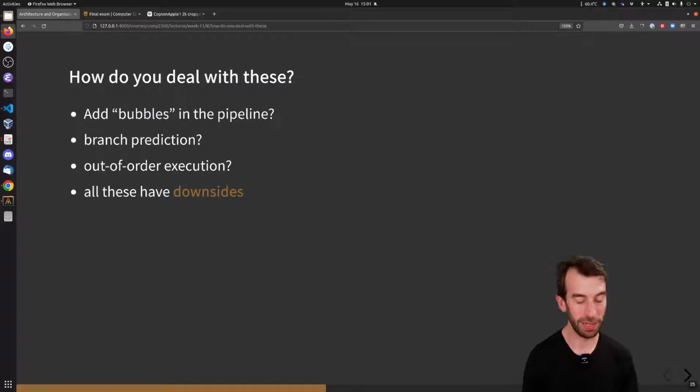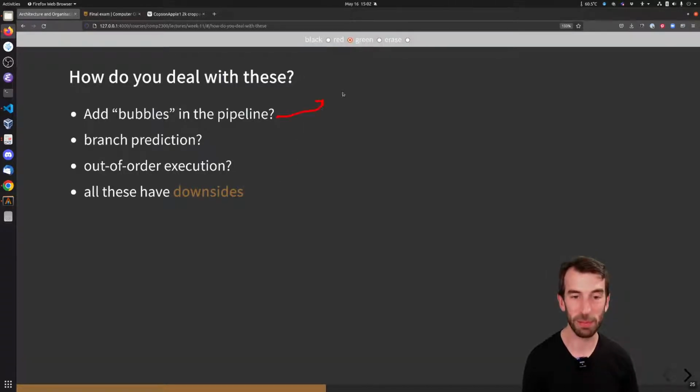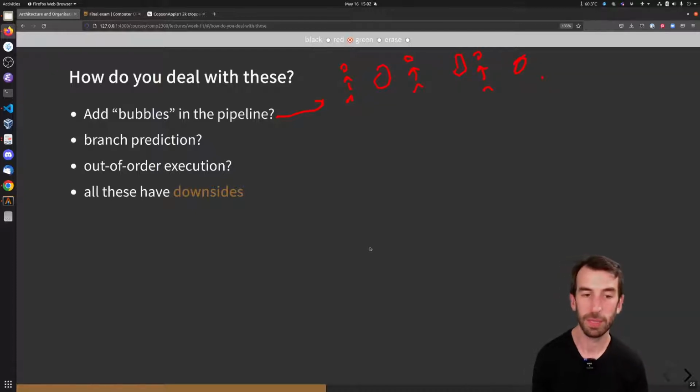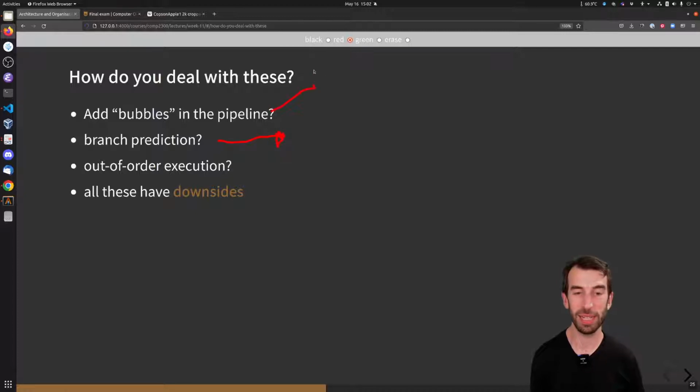How do you deal with these? A few options. This one is like leaving little spaces between the people on the escalator. So you have a person, and then a bubble, and then a person, and then a bubble, and then a person, and then a bubble. I suppose the bubble idea could help with data, right? Because you might have some instructions that rely on the other. If you space them out, you'll get those values coming back.